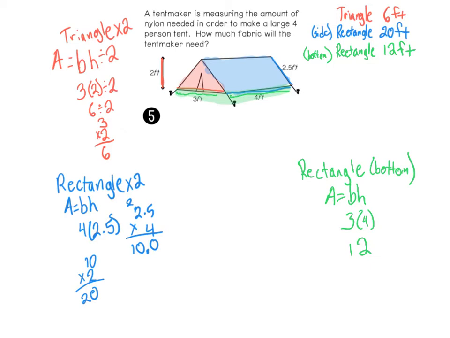So now we have all of our measurements up here. We have 6, 20, and 12. Now we just have to add them all together. 6 plus 20 is 26. 26 plus 12 is 38. So 38 feet. Now, since we are still finding area, anytime you are given area, you have to square the units. So 38 feet squared.